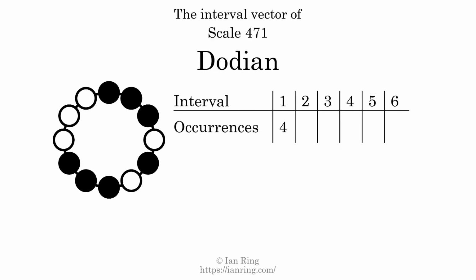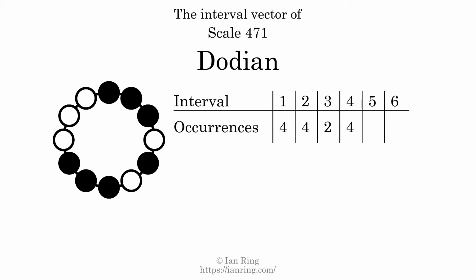There are 4 intervals with the size of 1 semitone. They are here, here, here, and here. There are 4 intervals with the size of 2 semitones. They are here, here, here, and here. There are 2 intervals with the size of 3 semitones. They are here, and here.